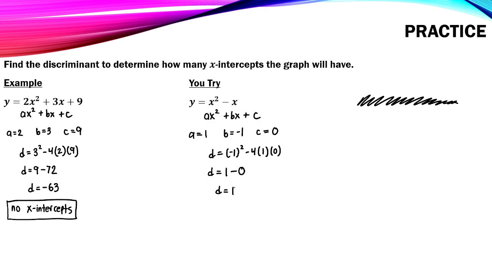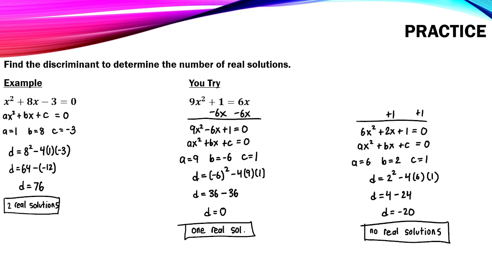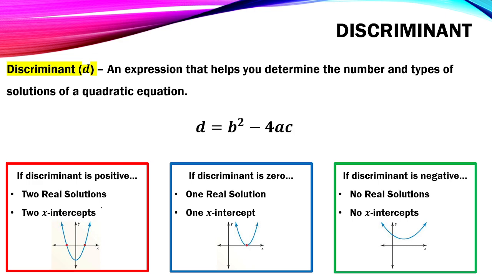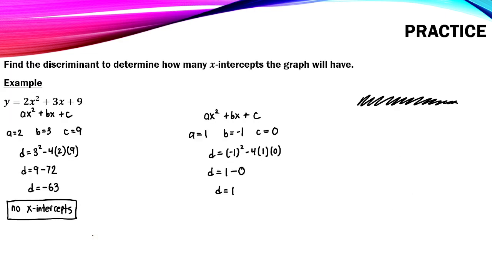Notice our discriminant is positive. If I go back a few slides, if our discriminant is positive, we end up with 2 x-intercepts. So for this one, we're going to say our answer is 2 x-intercepts. And that's it for this one.